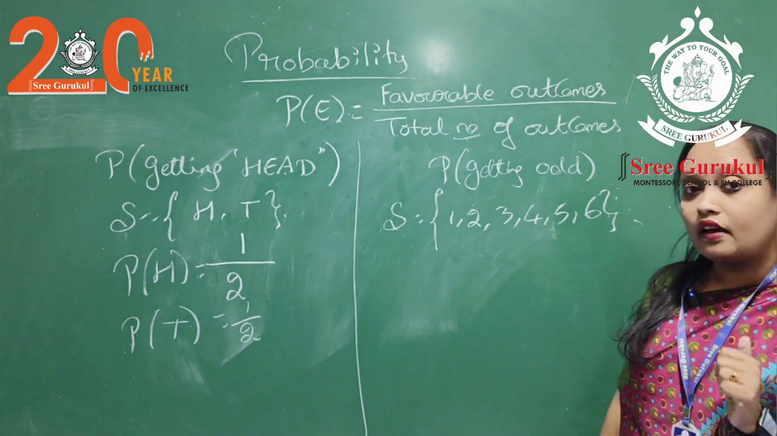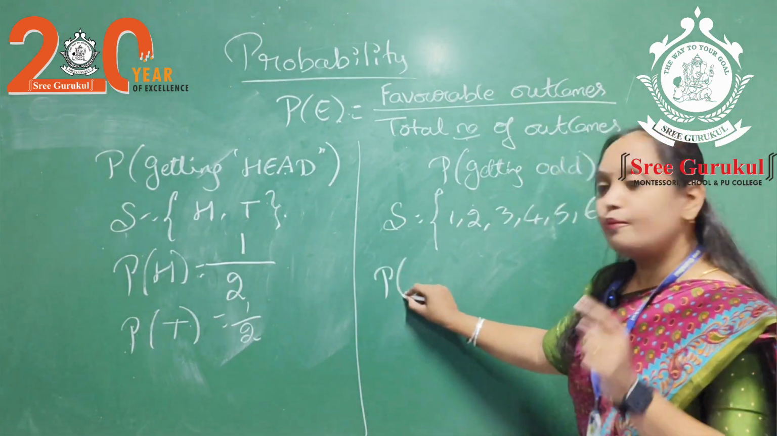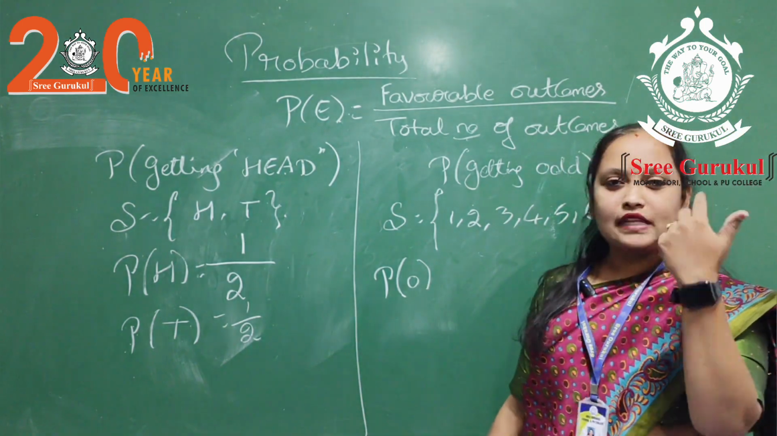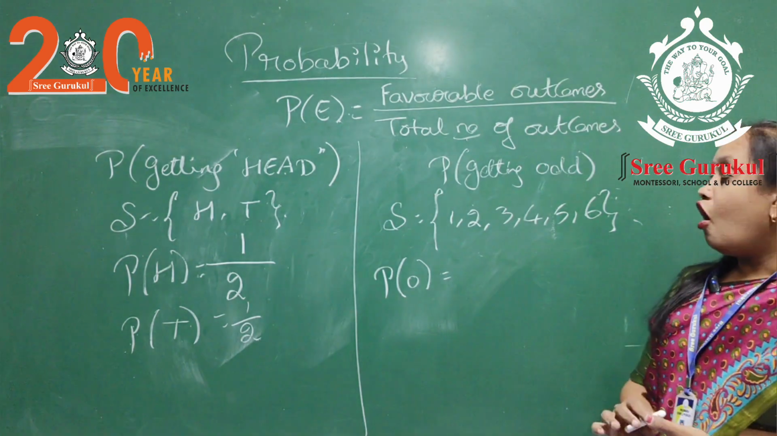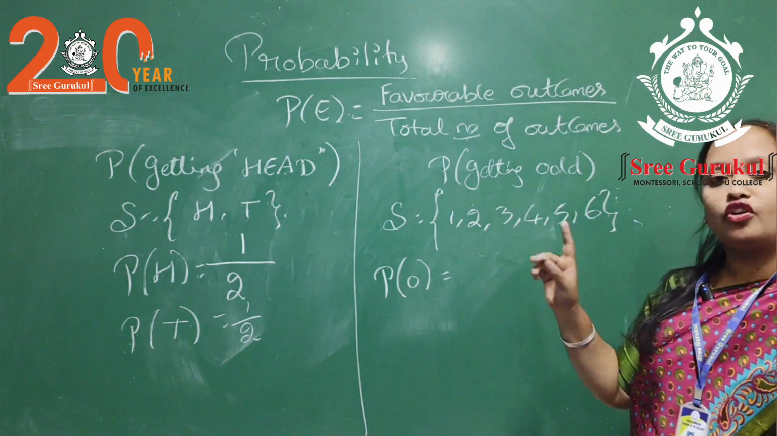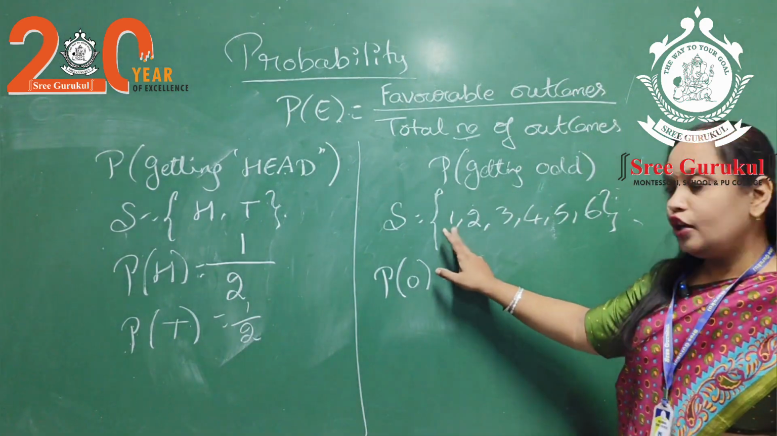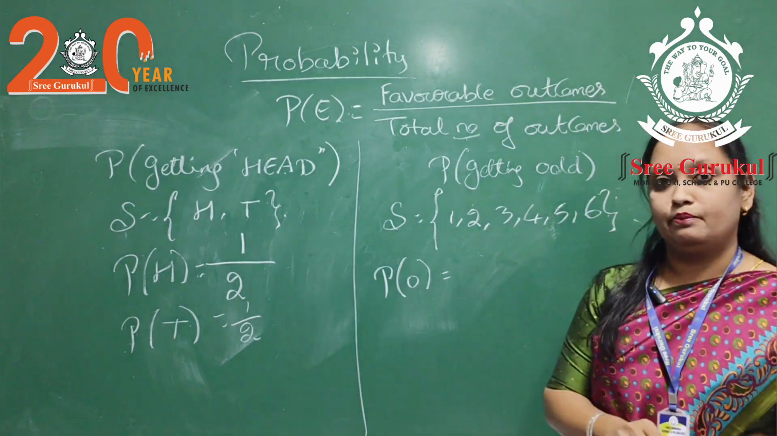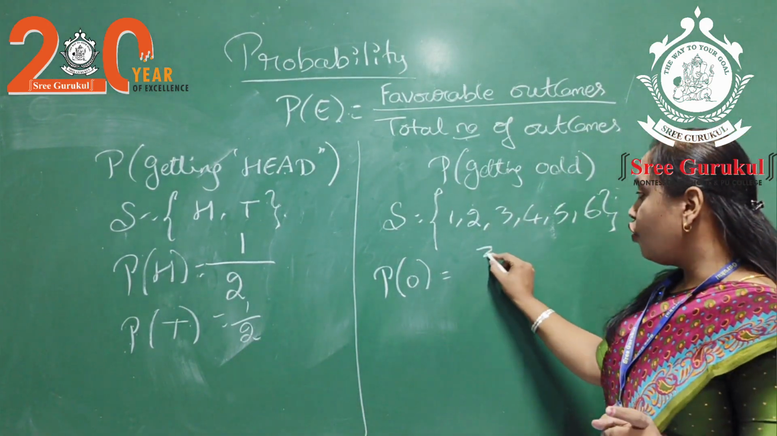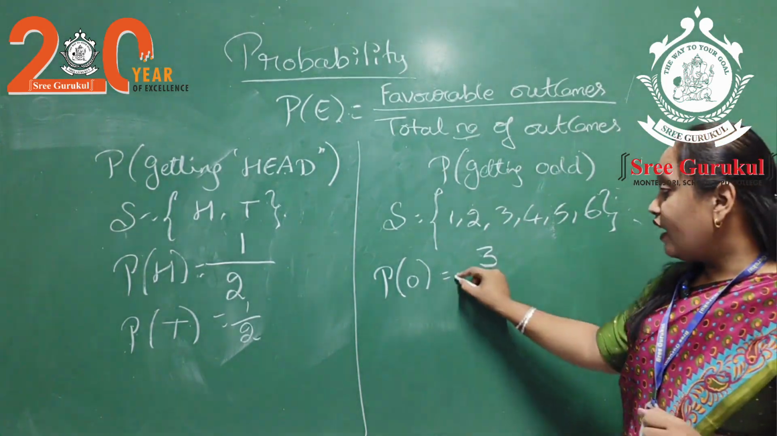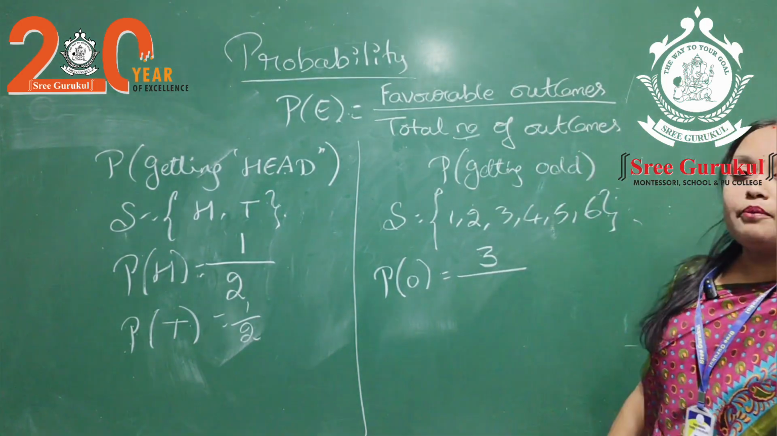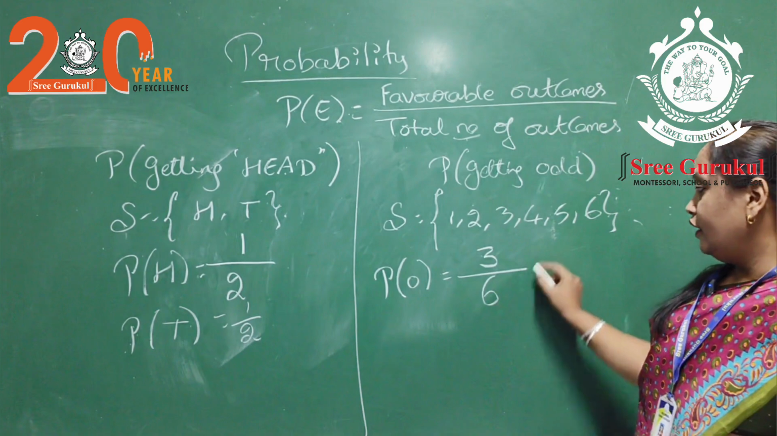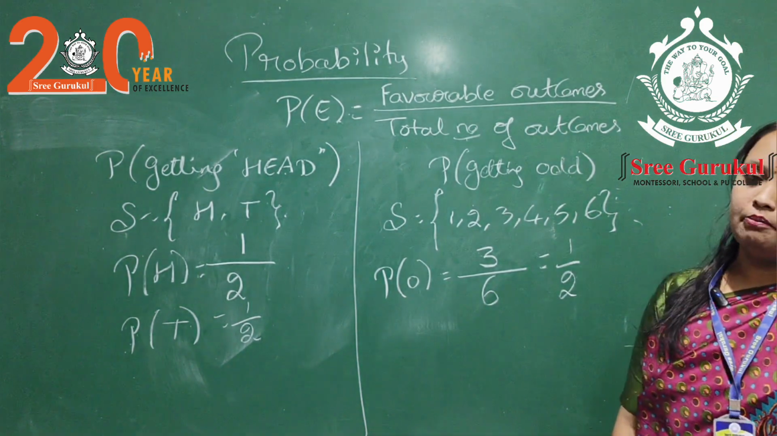How many sample points are there? 6. Correct. Here I write probability of getting an odd number. You can write odd, or you can simply write O. It is up to you. Which is equal to the odd numbers. I hope you know what odd numbers and even numbers are. So 1, 3 and 5. There are 3 odd numbers. That is my favorable event, which goes in the numerator, divided by, according to this formula, the total number of outcomes 1, 2, 3, 4, 5, 6. So this is 6. Later you can cancel this and write it as 1 by 2.